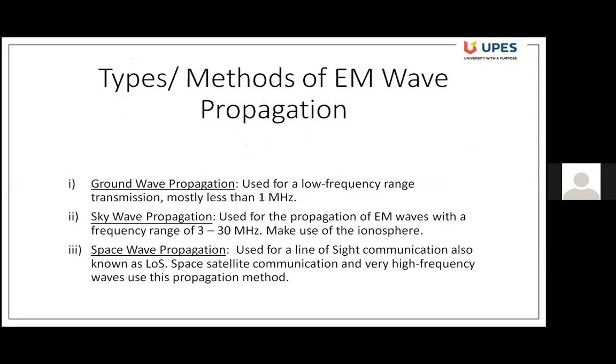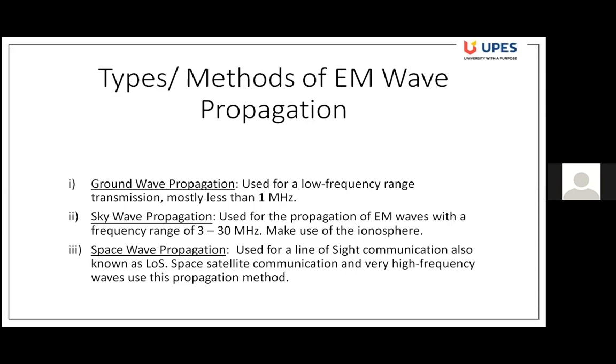The first is ground wave propagation. It is also known as the surface wave, which is a type of radio wave propagation in which waves propagate over Earth's surface in low or medium frequencies. Basically, it is used for low frequency range transmission, mostly less than 1 megahertz.